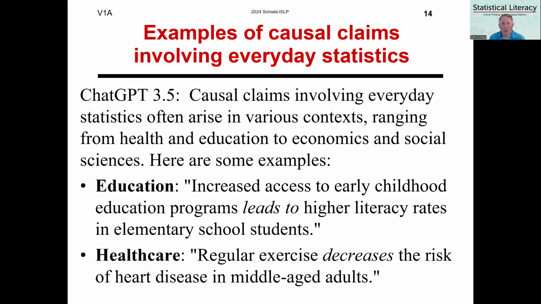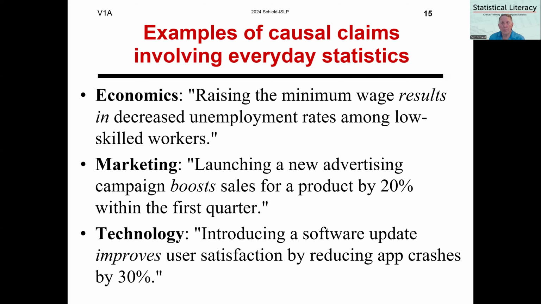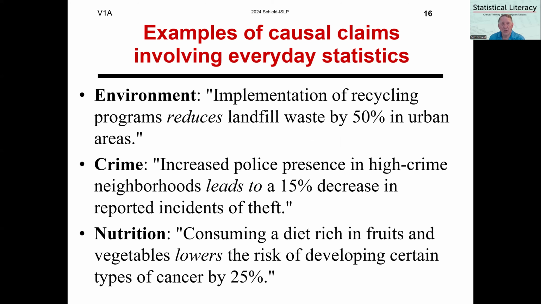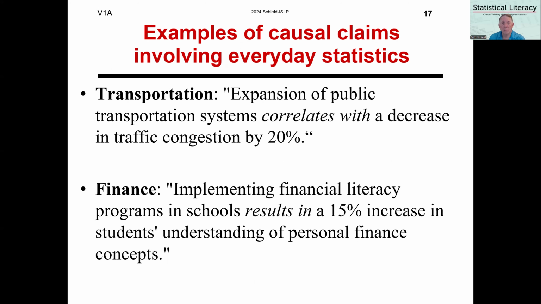Education, increased access to early childhood education leads to higher literacy rates. Exercise decreases the risk. Raising the minimum wage results in lower unemployment rates. Launching a new advertising campaign boosts sales. Introducing a software update improves. Are you beginning to see a pattern here? Implementation of recycling reduces. Increased police presence leads to. Consuming a diet rich in fruit and veggies lowers. Expanding public transport correlates with. Implementing financial literacy results in.